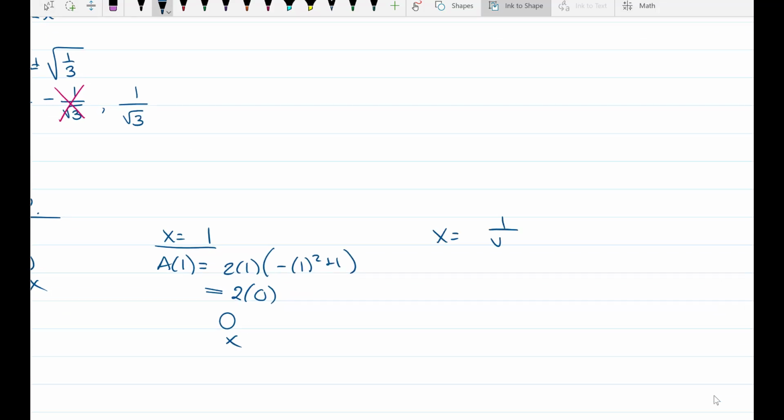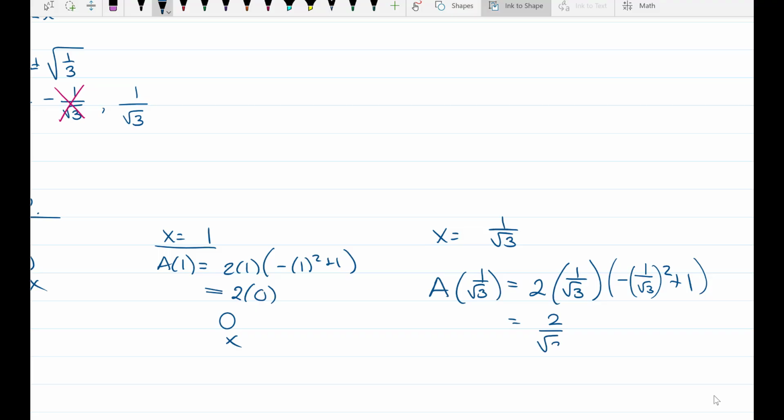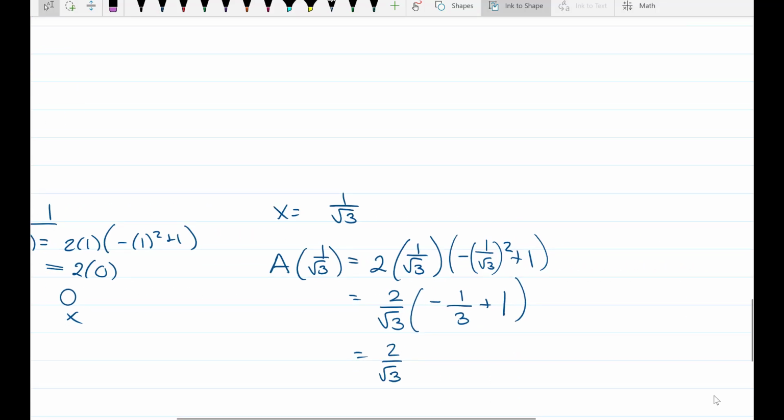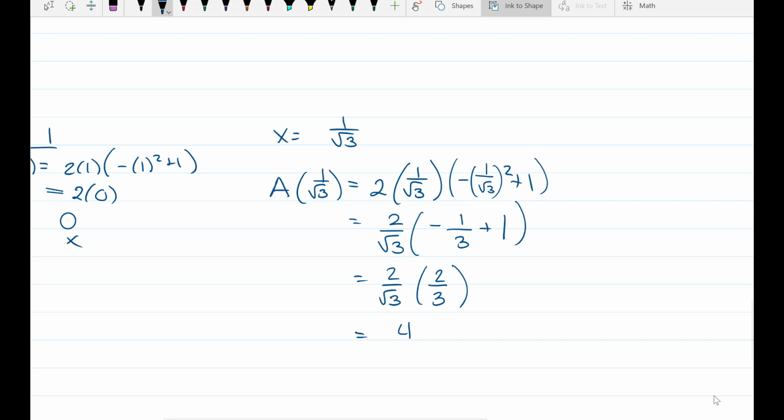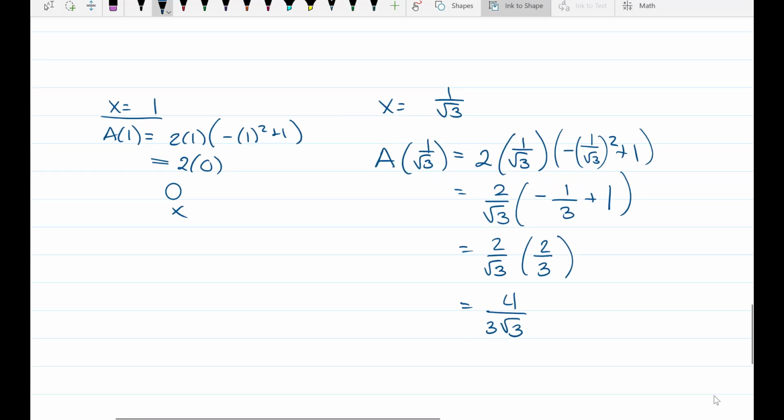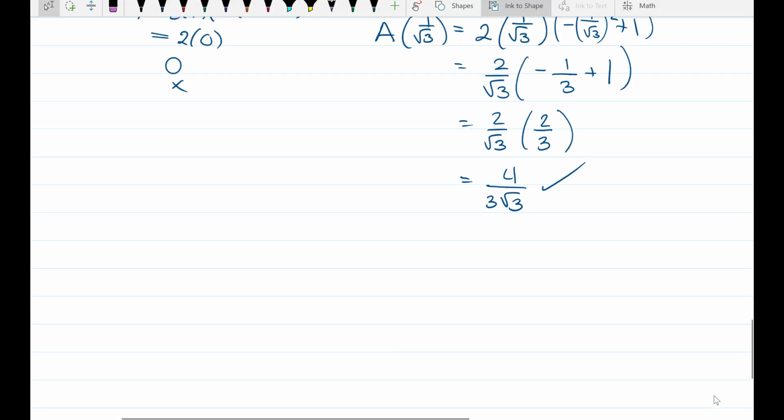Now let's try 1 over radical 3. You're going to get the area of 1 over radical 3 is equal to 2 times 1 over radical 3 times negative 1 over radical 3 squared plus 1. So you get 2 divided by radical 3 times negative 1 over 3 plus 1, 2 over radical 3 times 2/3. So you end up getting 4 over 3 radical 3. Okay, that's a number. It's positive. It works. So this right here is the maximum area.